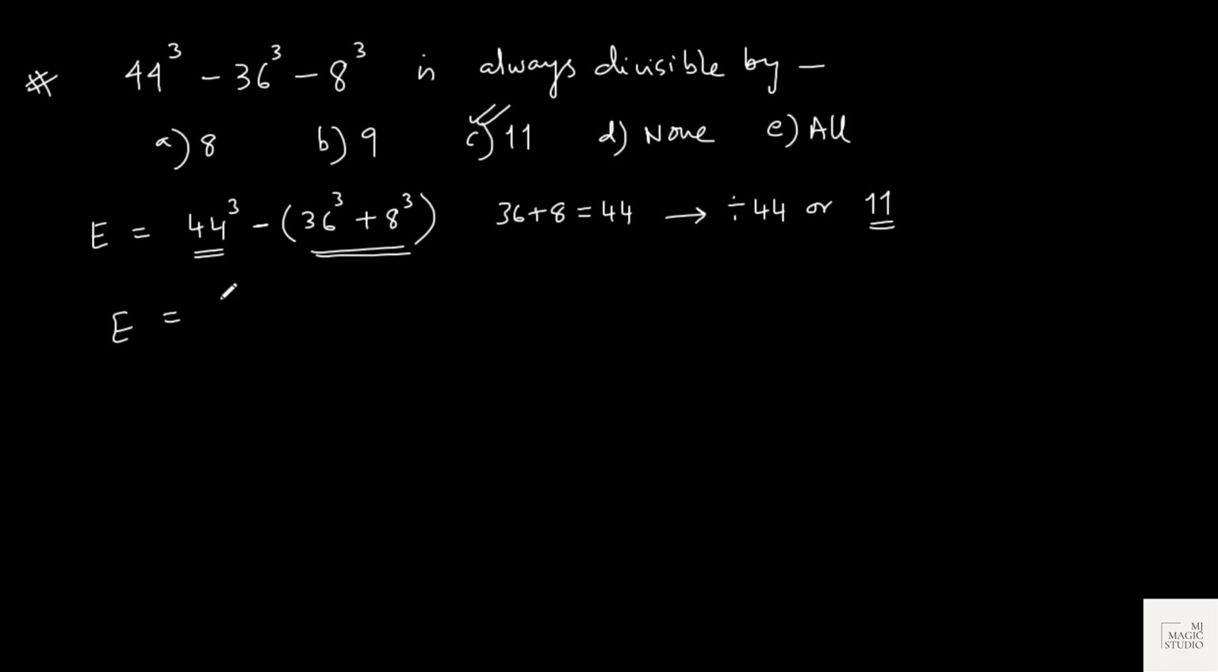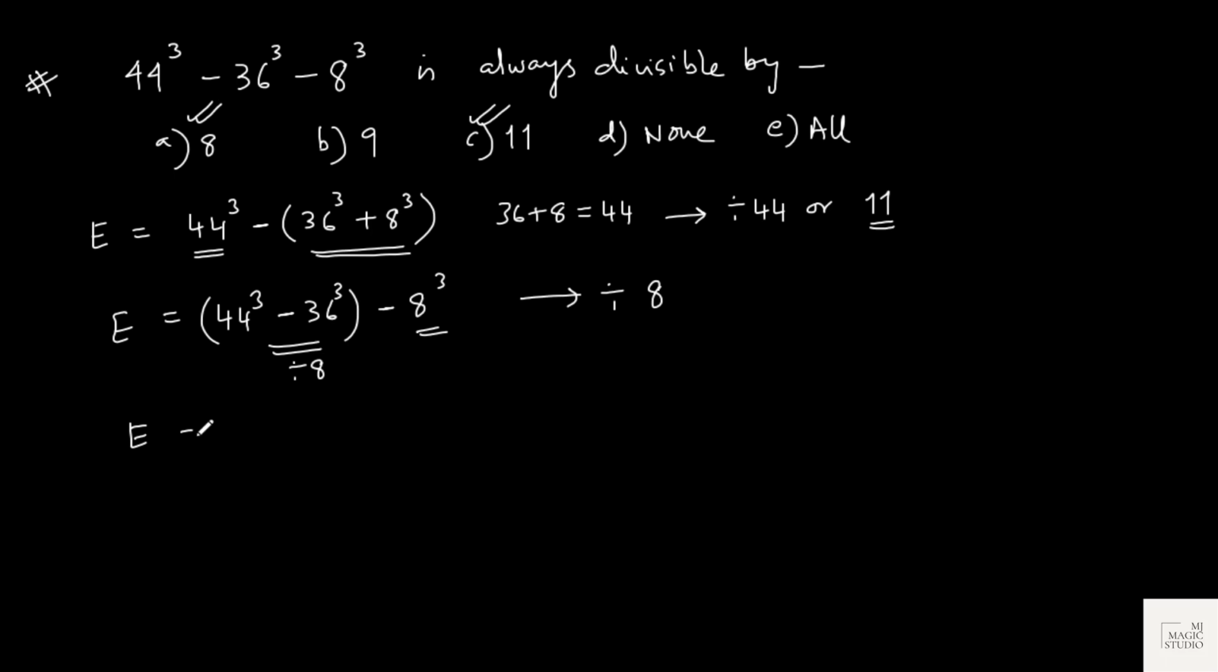Now let us do this. Can I arrange this as 44 whole cube minus 36 whole cube taken together minus 8 cube. Now a cube minus b cube is divisible by a minus b. 44 minus 36 is 8. That means this expression is divisible by 8 and this is also divisible by 8. The entire expression is divisible by 8. Okay, bingo. It is also divisible by 8.